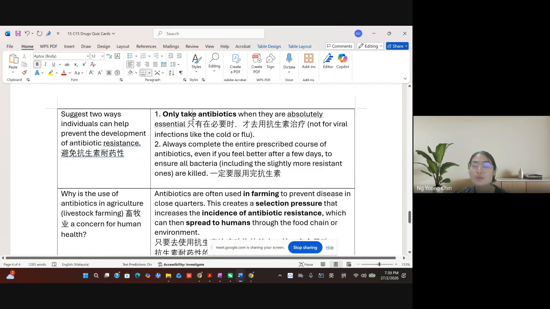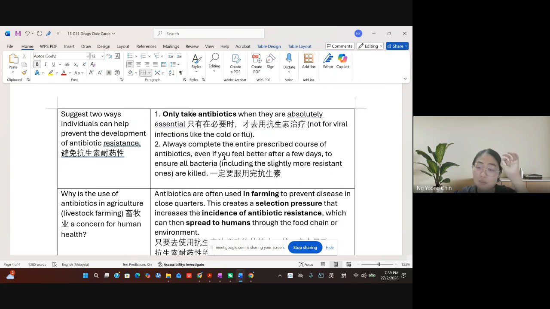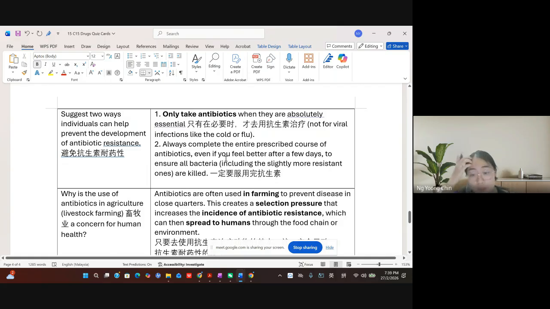But usually when we visit the doctor, the doctor will also prescribe us antibiotics. So when the doctor prescribes you antibiotics, you should try your best to complete all of the antibiotic doses. Always complete the entire prescribed course of the antibiotic, even though you feel better after a few days. Even though you have recovered from the disease, you still need to continue taking it until you finish, to ensure that all the bacteria inside your body are killed.